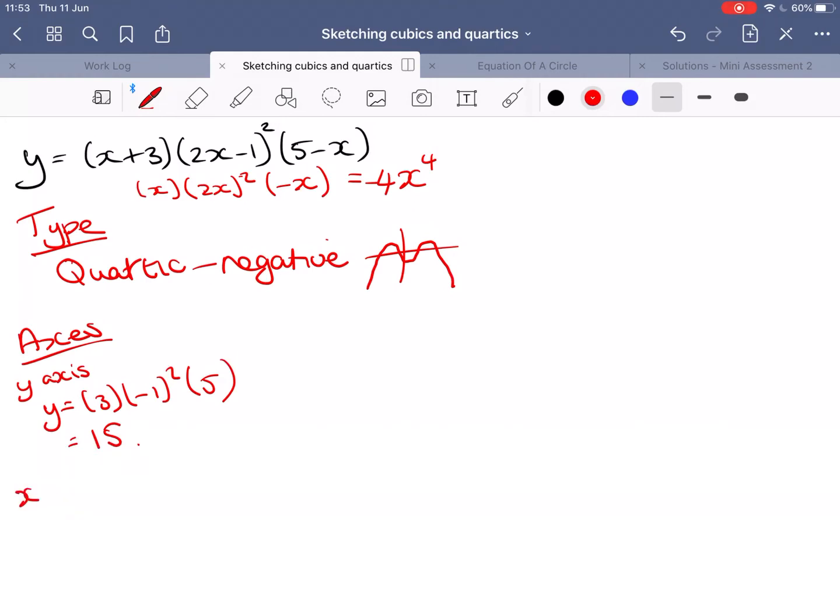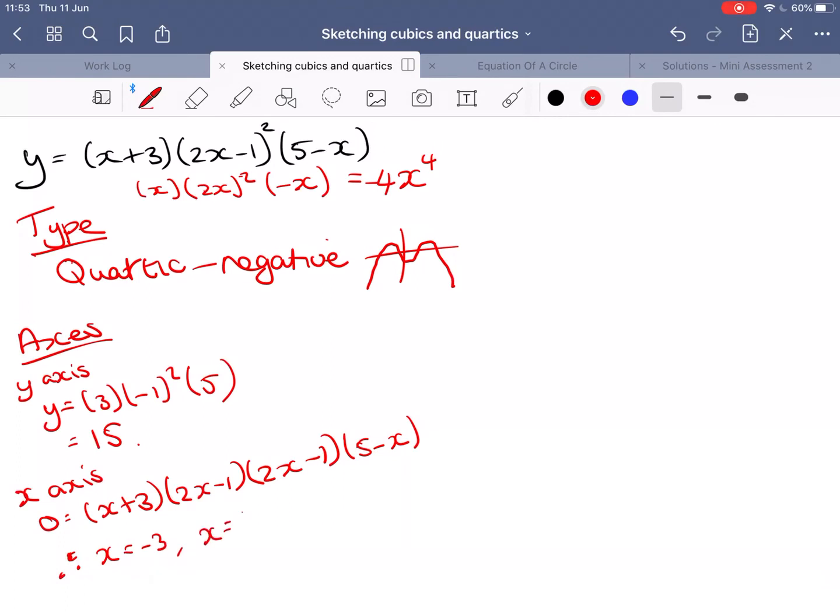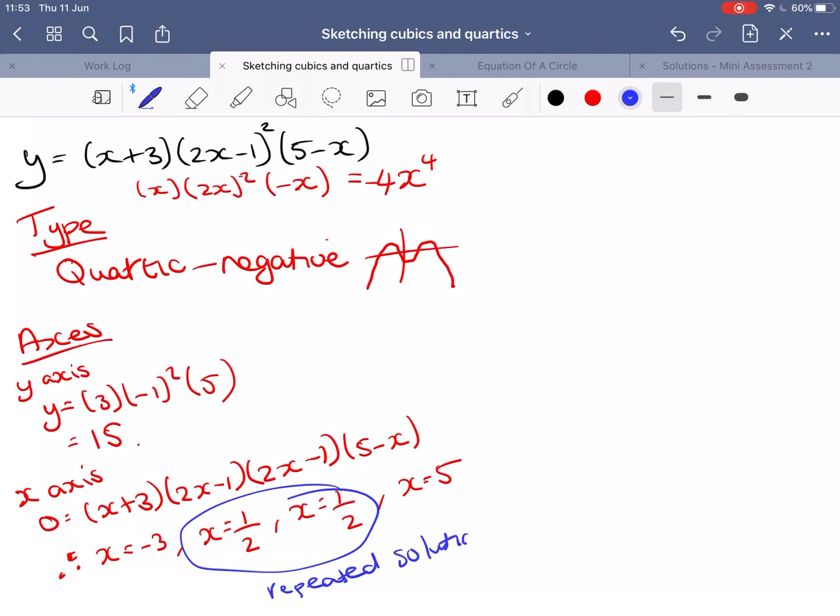Okay. And then for the x-axis, I set y equals 0. So I've got x plus 3. Again, I'm going to write this 2x minus 1 squared separately, because it really emphasises the fact that I've got a solution twice. So therefore x is minus 3, x is a half, x is a half, or x is 5. So I've got my repeated solution, which means we've got a touch. Okay, so let's draw my axes.